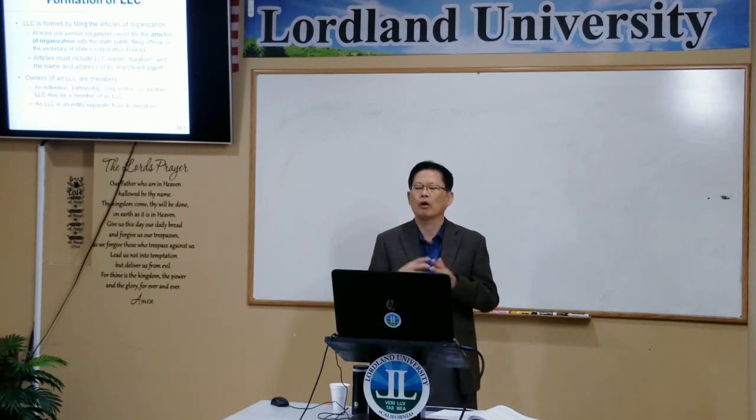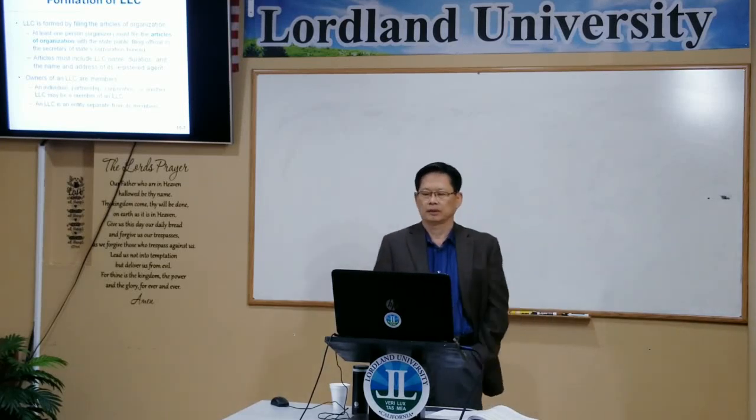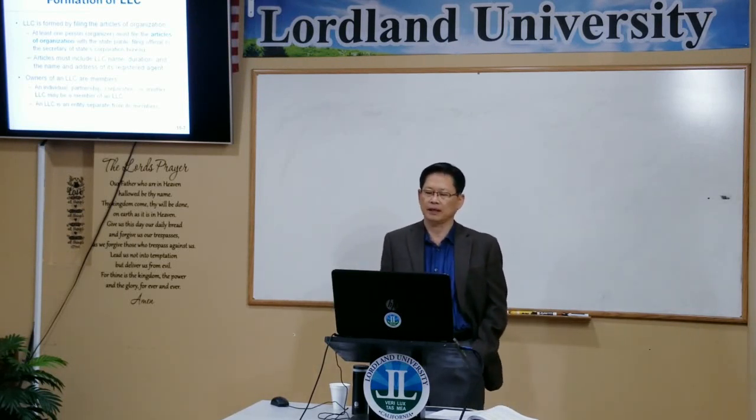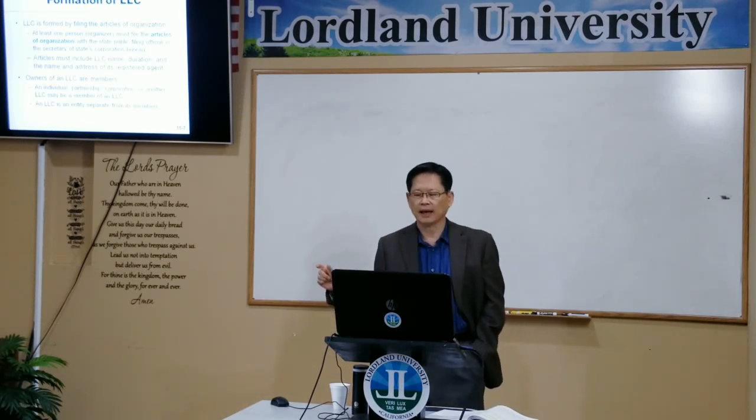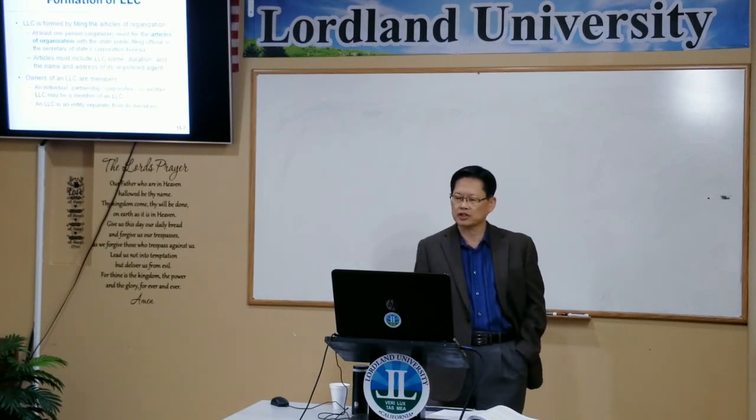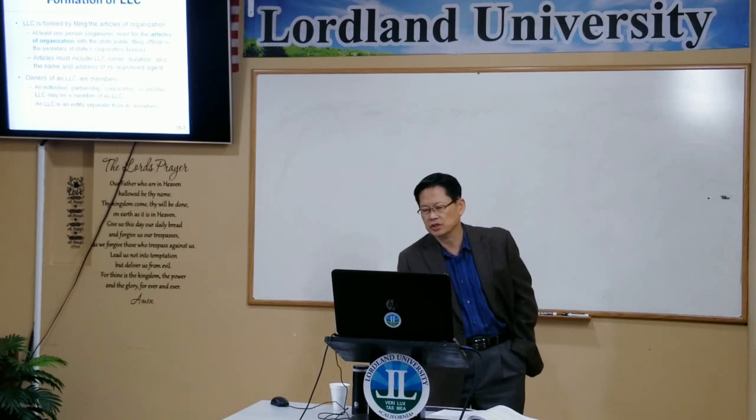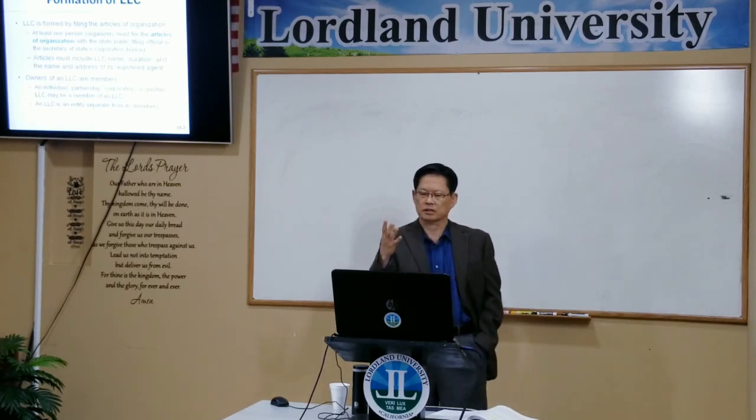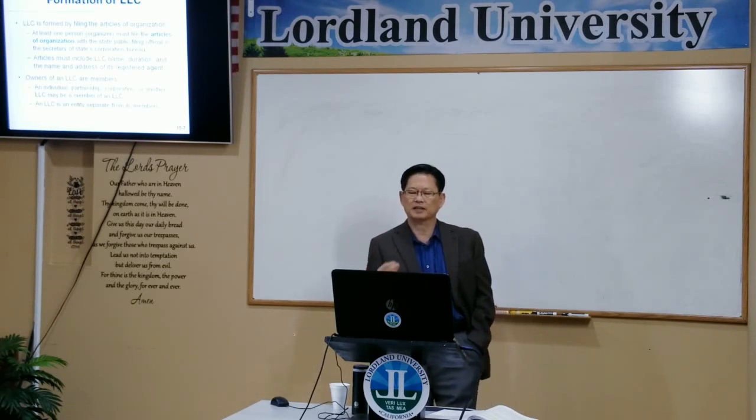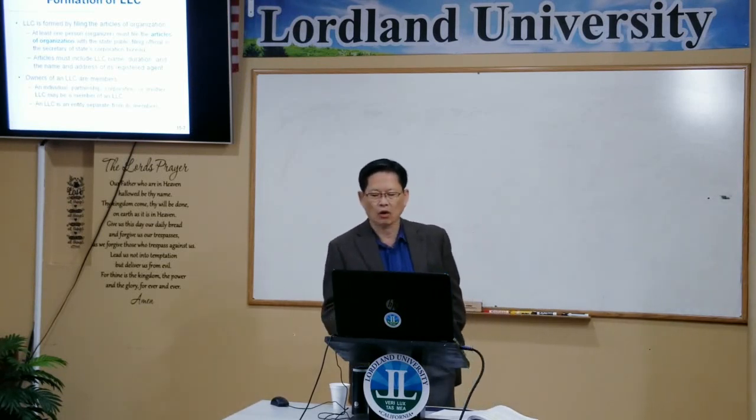The articles of organization of the LLC must include the LLC's name, the duration of the LLC, and the name and addresses of its registered agent and organizers. Names and addresses must be written in the articles of organization.